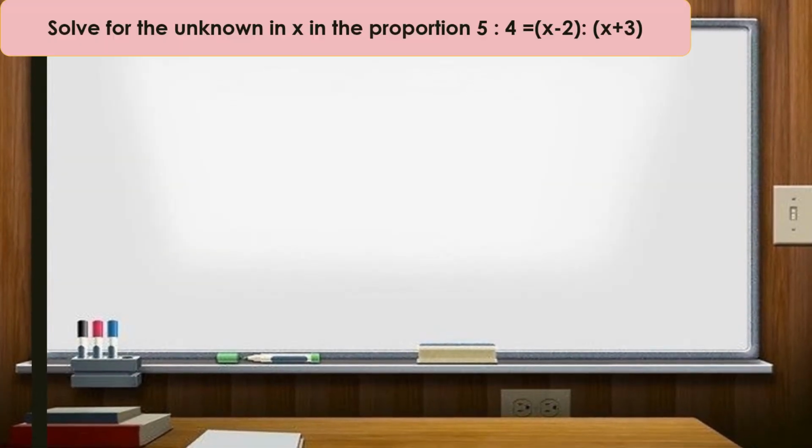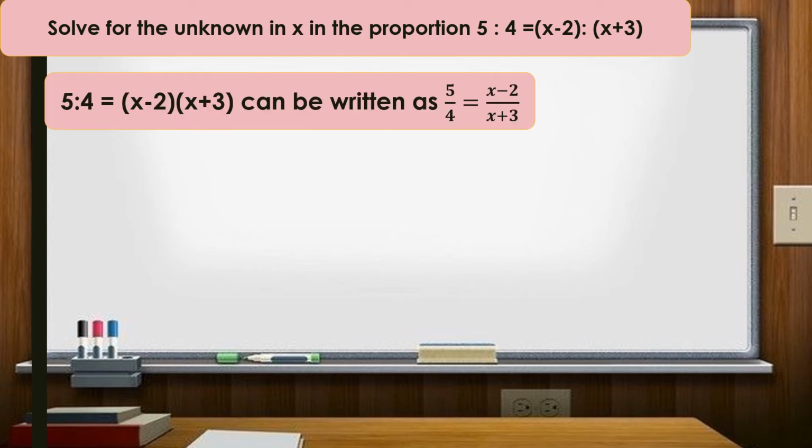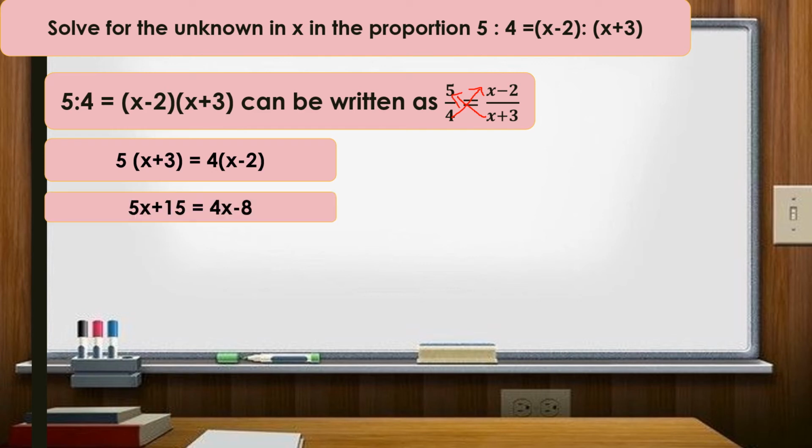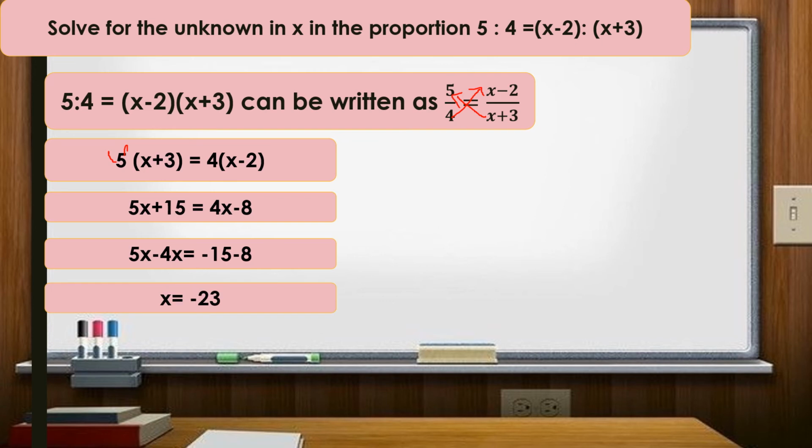Solve for the unknown x in the proportion 5 is to 4 equals x minus 2 is to x plus 3. It can be written as 5 over 4 equals x minus 2 over x plus 3. We need to use cross multiplication, wherein 4 times x minus 2 and 5 times x plus 3. Next, distribute. After you distribute, combine like terms, and then x will be negative 23.